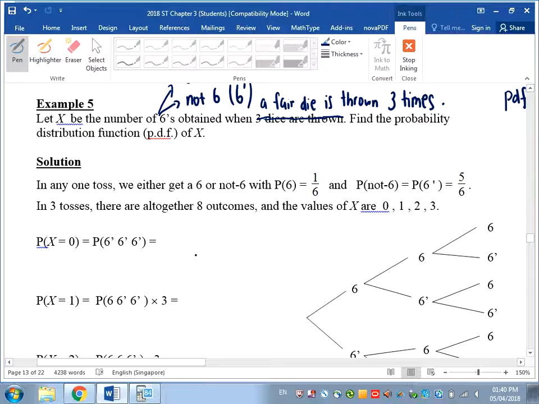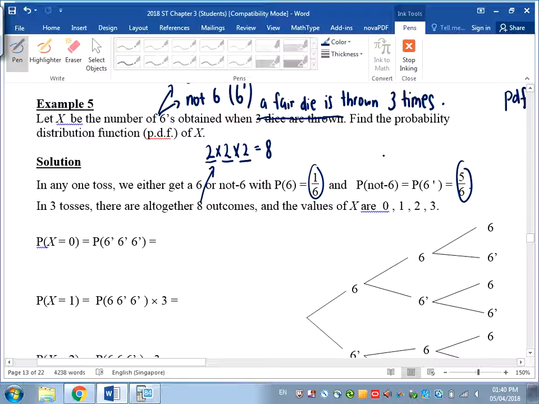So in one toss, we either get a 6 or not a 6. And probability of getting a 6 is 1 out of 6. This one we all know. Probability of getting not 6 will be 5 out of 6. In 3 tosses, altogether there will be 8 outcomes. So why is there 8 outcomes? I throw 3 dice. The first die, I can have 2 outcomes, either a 6 or not a 6. Same thing for the second die and also the third die. So altogether, I will have 8 outcomes.